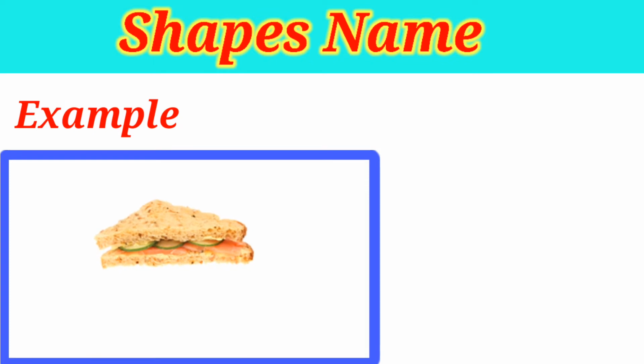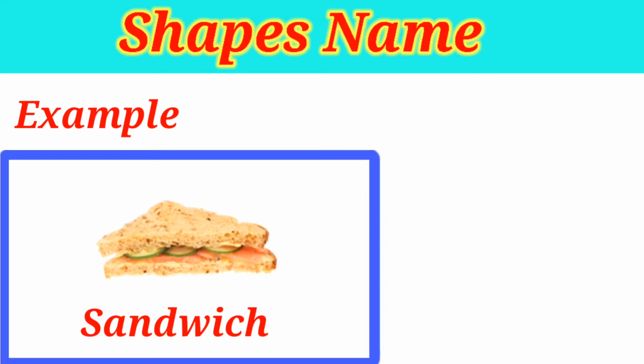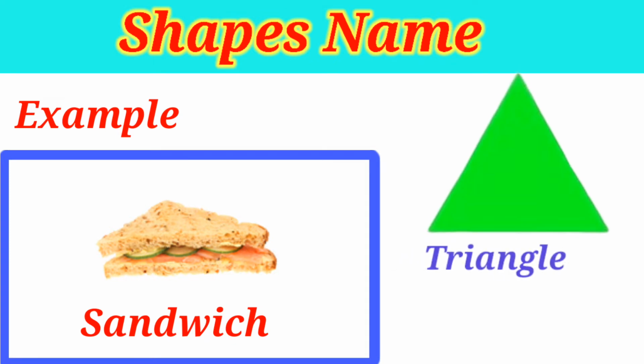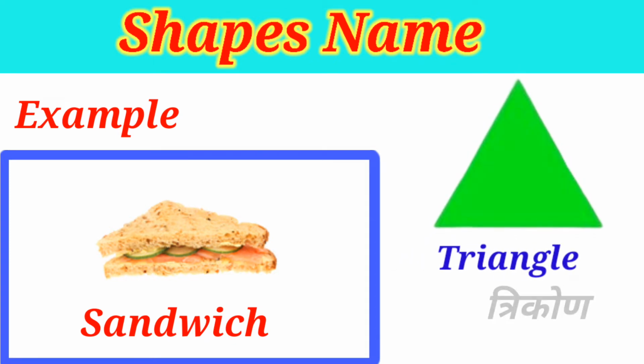बच्चों, what is this? This is a sandwich. The shape of the sandwich is triangle. इसको हिंदी में बोलते हैं त्रिकोण.